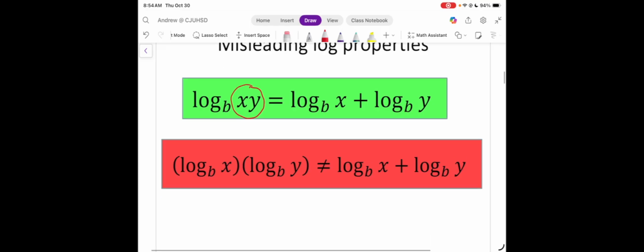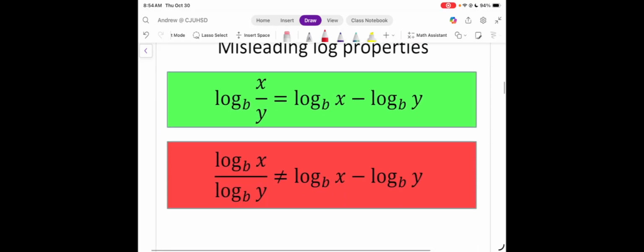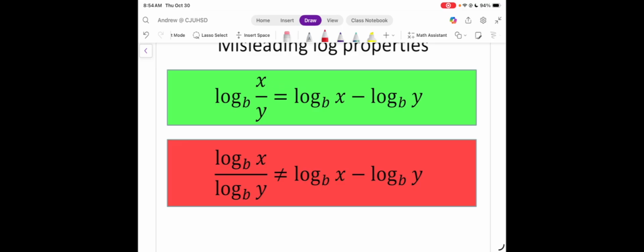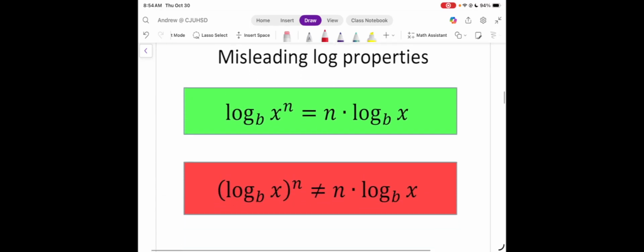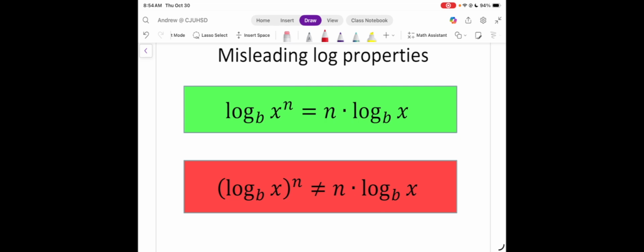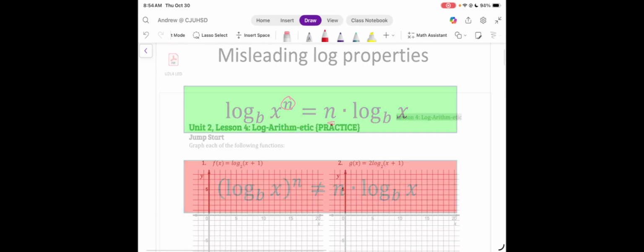And similar to that, it's a division inside the argument, not a division of logs. And lastly, it's the power inside the argument that gets to come out front. We're never talking about an exponent of the entire logarithm. So with those things in mind, let's begin the lesson.